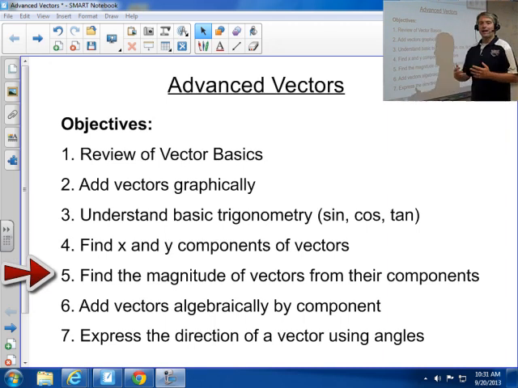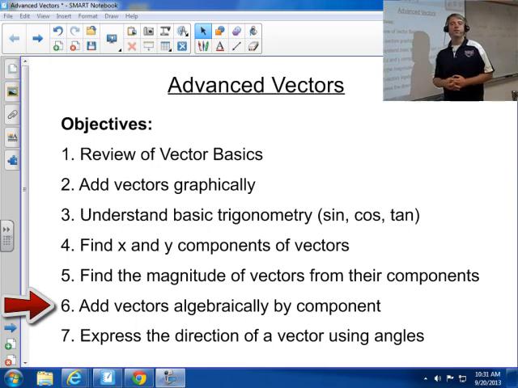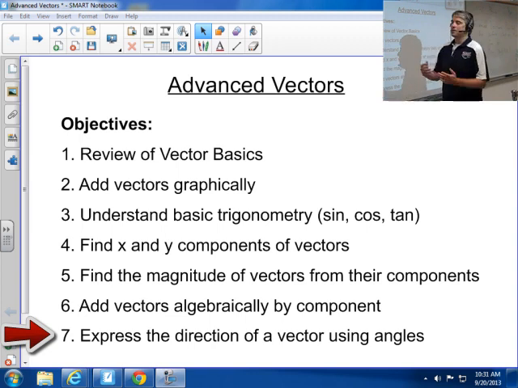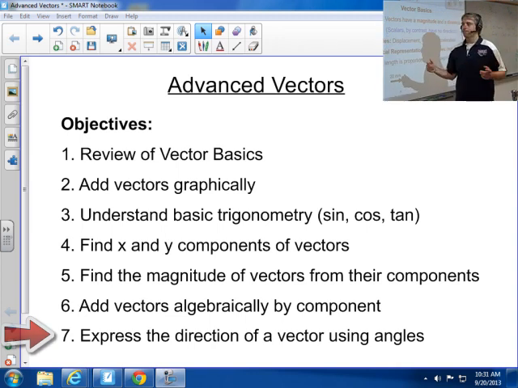Then we're going to learn how to find the magnitude of a vector given its components. We're going to learn how to add vectors algebraically instead of graphically. And then finally, we're going to learn how to figure out an angle that a vector points in once we know its components. Let's get started.